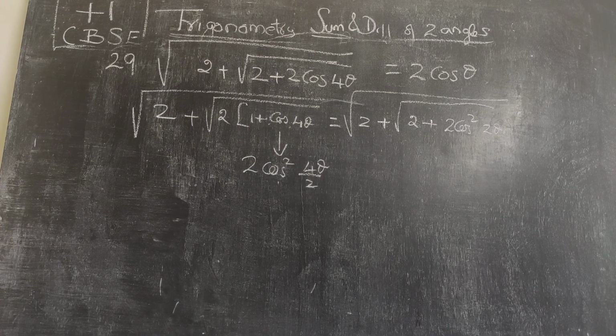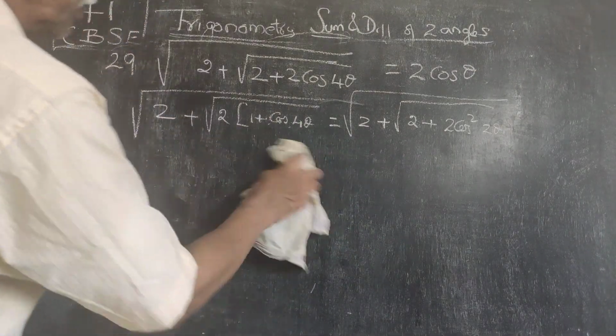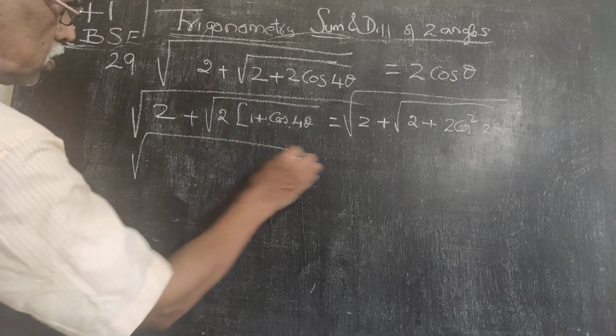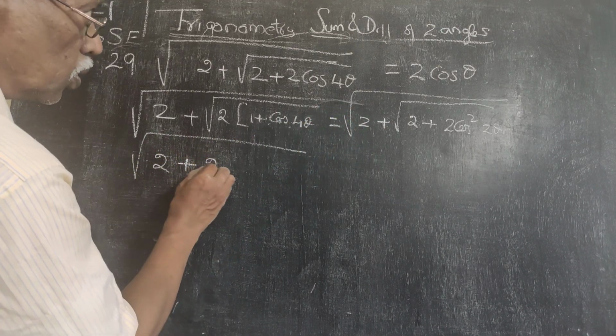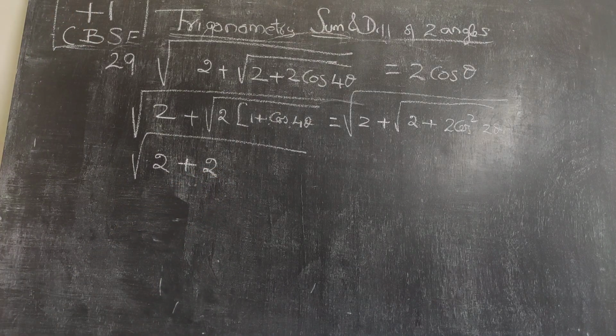1 plus cos 4 theta is there. We know 1 plus cos theta is 2 cos square (theta by 2). So I am writing it as 2 cos square (4 theta by 2) simply, and 4 theta by 2 cancelling gives 2 theta, so 2 cos square 2 theta. Is it okay? Now further, again out of that you take 2, you have 1 plus cos square 2 theta.